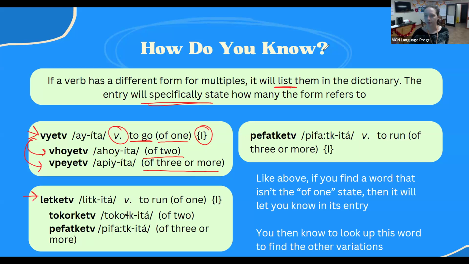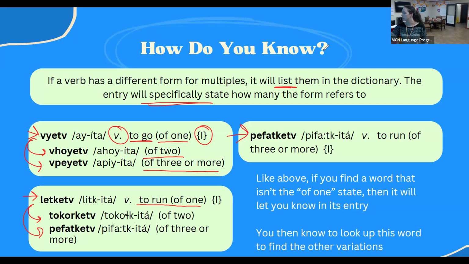Another example, likida. To run, specifically though, only one person to run, of one. Underneath its entry, we have Mvskoke, which is now two people running. And then underneath that, Mvskoke, of three or more. So if I say Likes, I am running. Mvskokes, we are running. Mvskokes, we are all running, right?